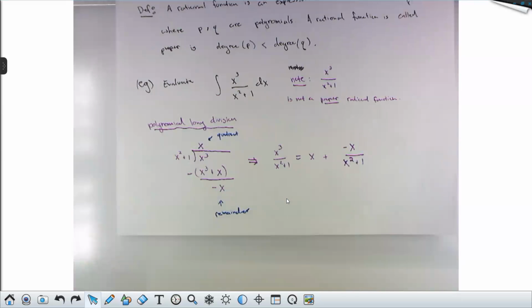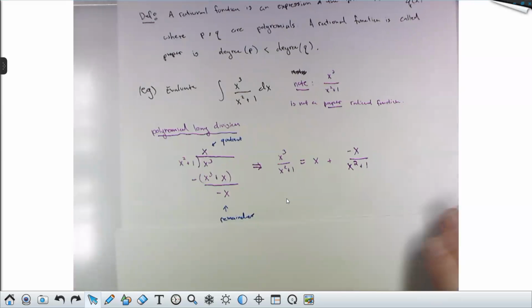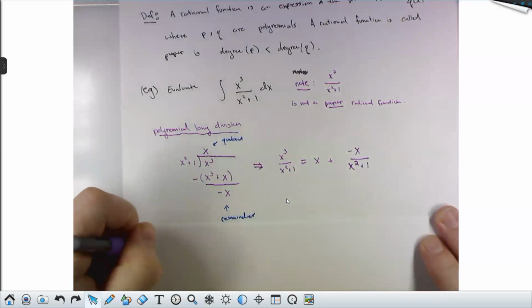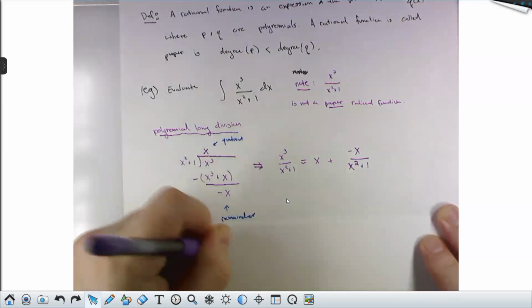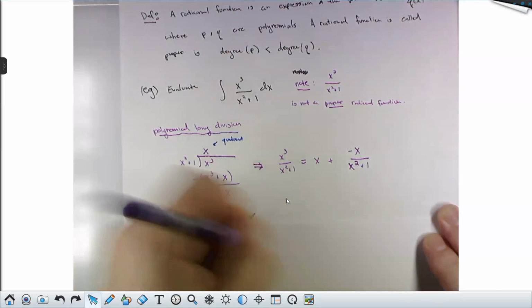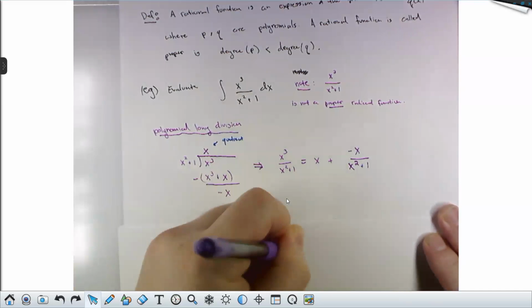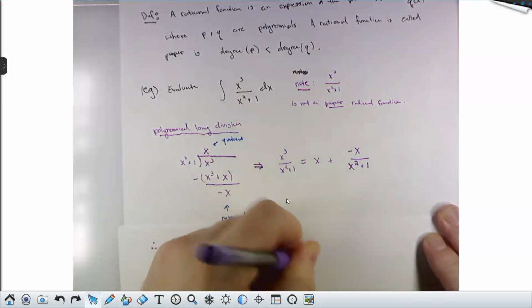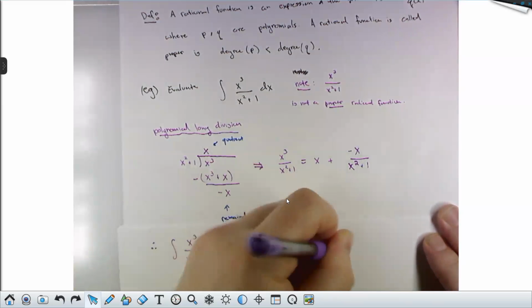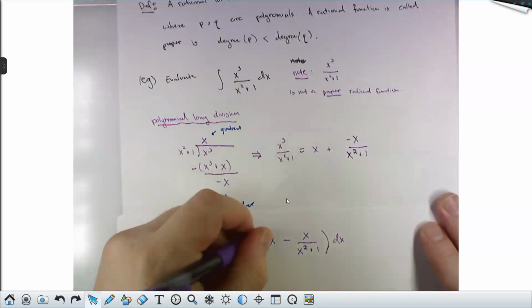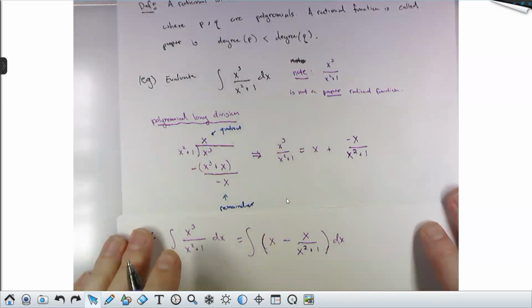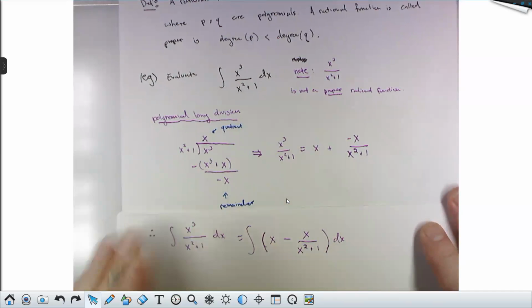I can now say, therefore, the integral of x cubed over x squared plus 1 dx is the same as the integral of x minus x over x squared plus 1, because that's how everybody would write it, dx. If this is equal to this, then the integral of this is equal to the integral of that.